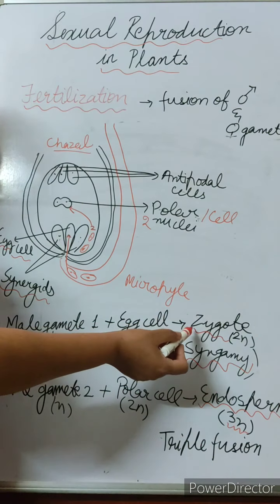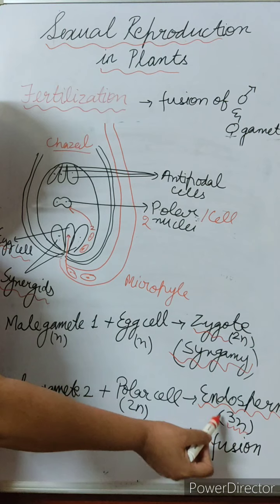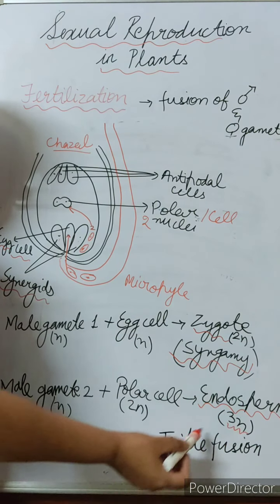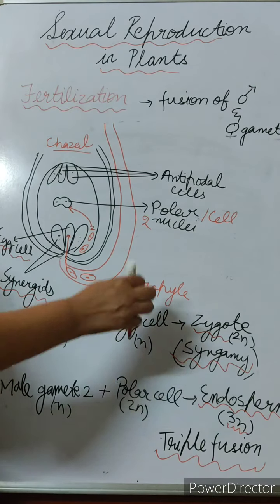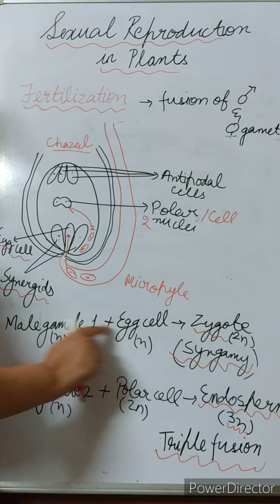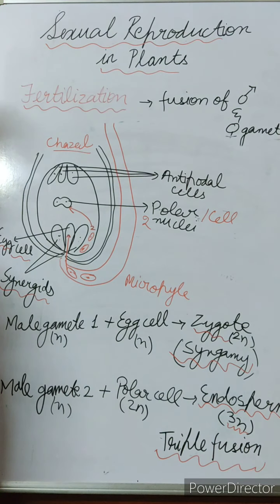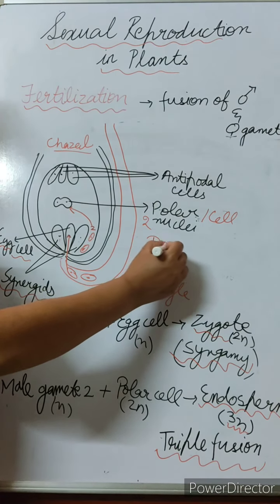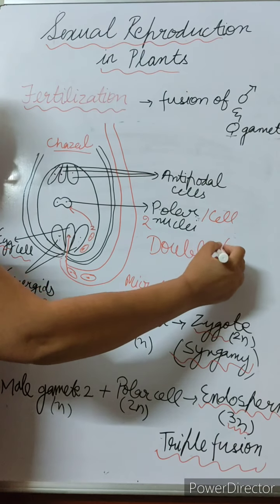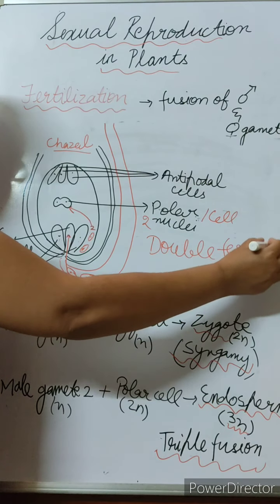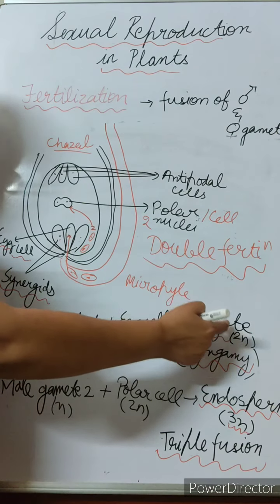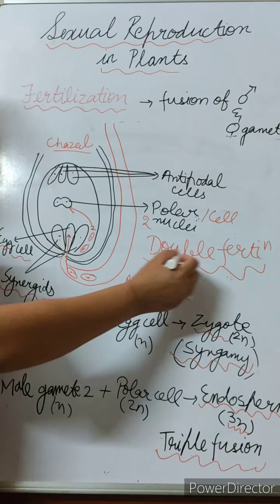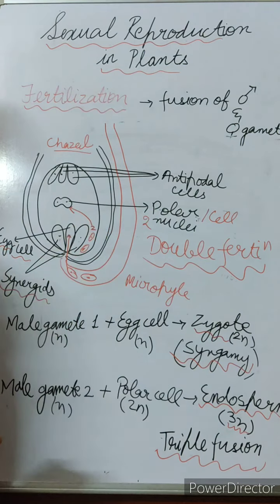Now children, see here, this is endosperm. Since here the cell or the structure which is being formed is having the chromosome number triploid, that is why this is known as triple fusion. Now here the fusion is occurring two times. The first fusion is this and second fusion is this. So this is known as double fertilization, which is the characteristic feature of all the angiosperms, the flowering plants. So when you add syngamy and triple fusion, this gives you the double fertilization.